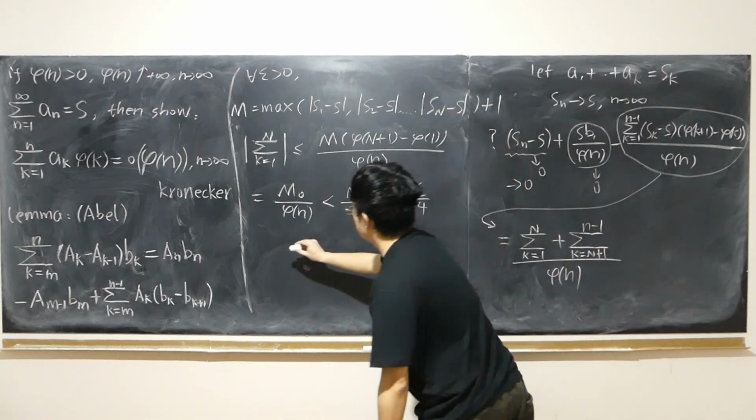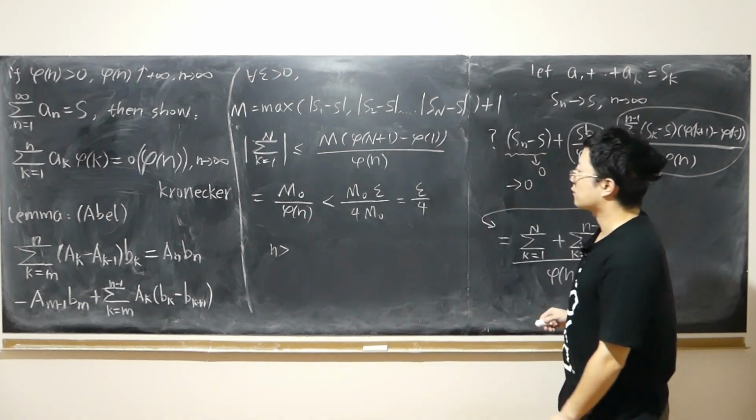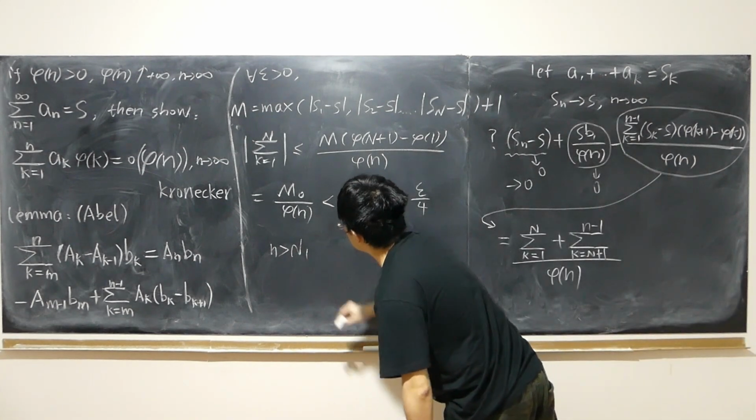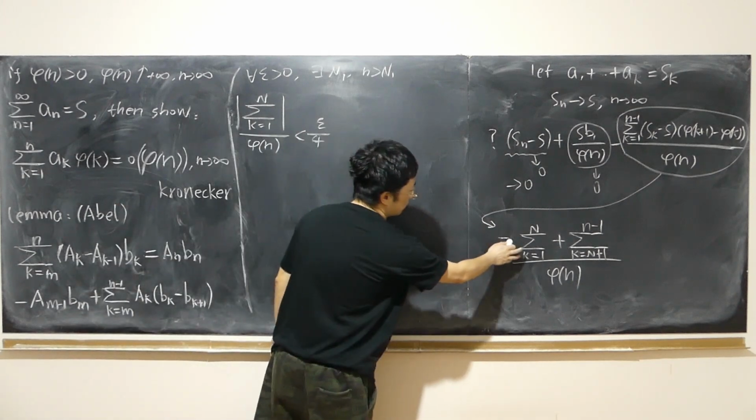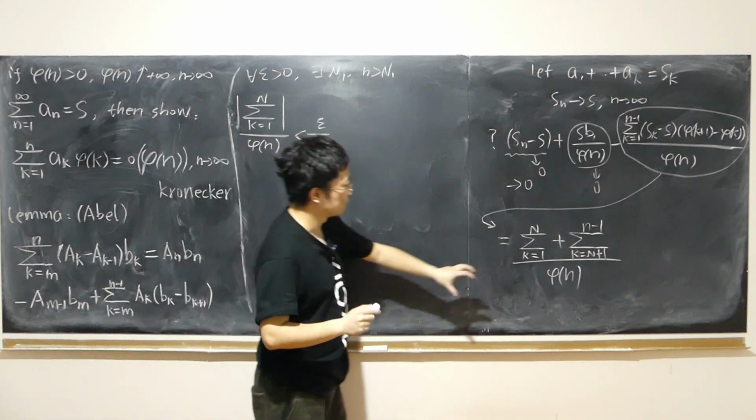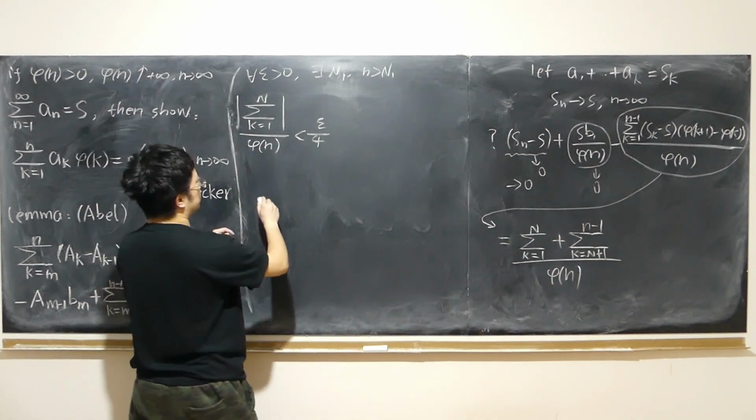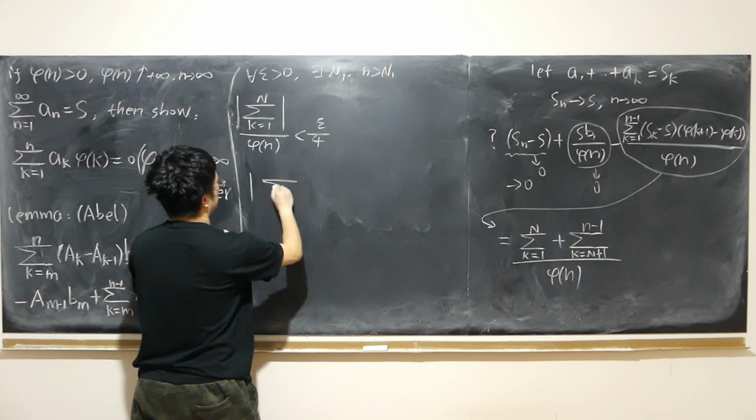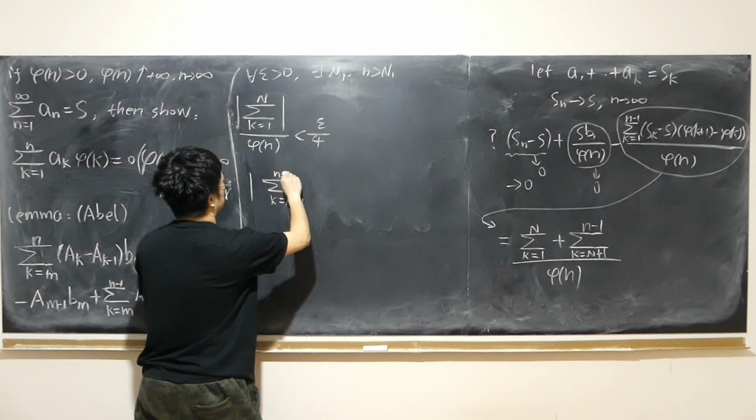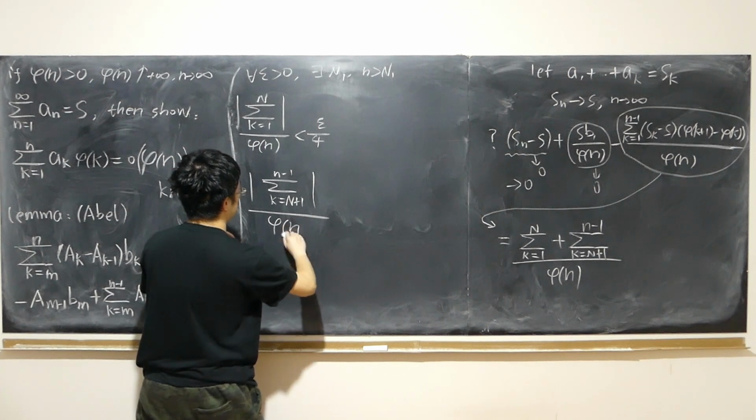Right, as long as little n is bigger than capital N1, the first sum over phi of n, in absolute value, can be small enough. So the question is the next part, this part, right? The absolute value of, let's say, the sum from capital N plus 1 up to little n minus 1, over phi of n.